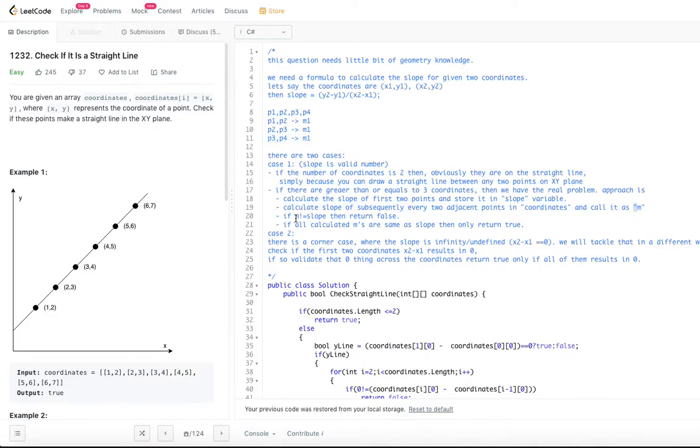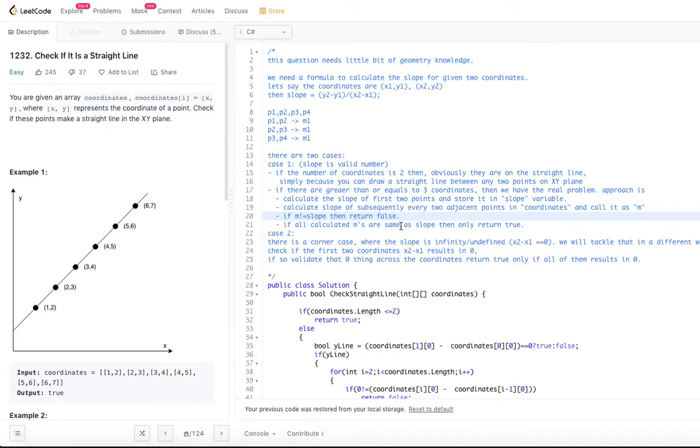So if m is not equal to the slope that you calculated, then you immediately return false. As long as all m's are the same as slope, only then do you return true. This is all valid for a slope which is a valid number. It could be anything.